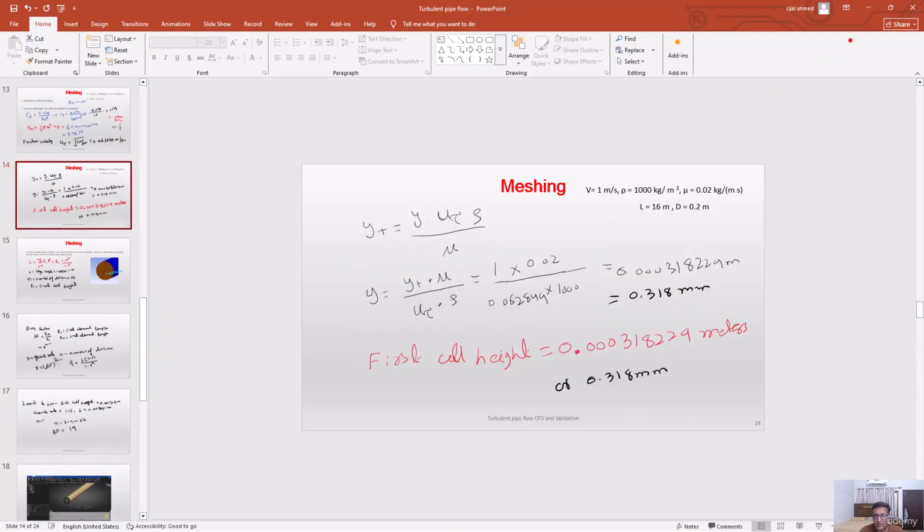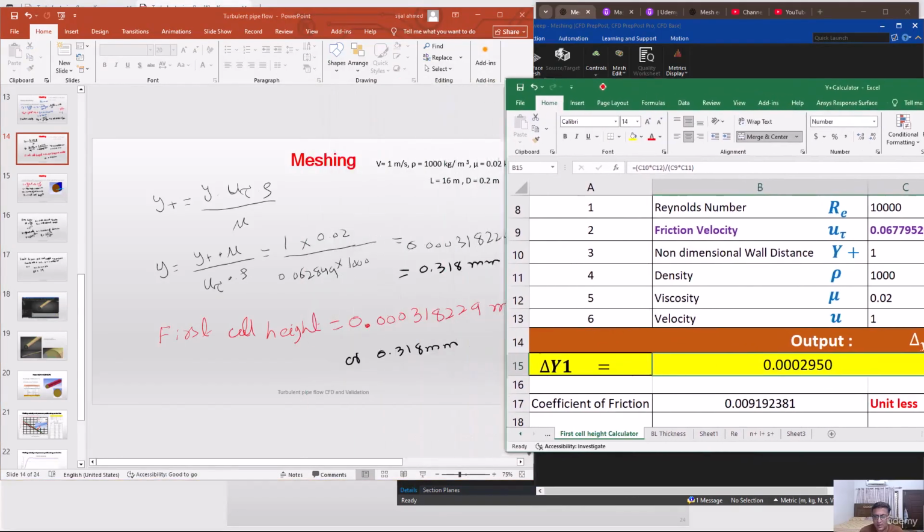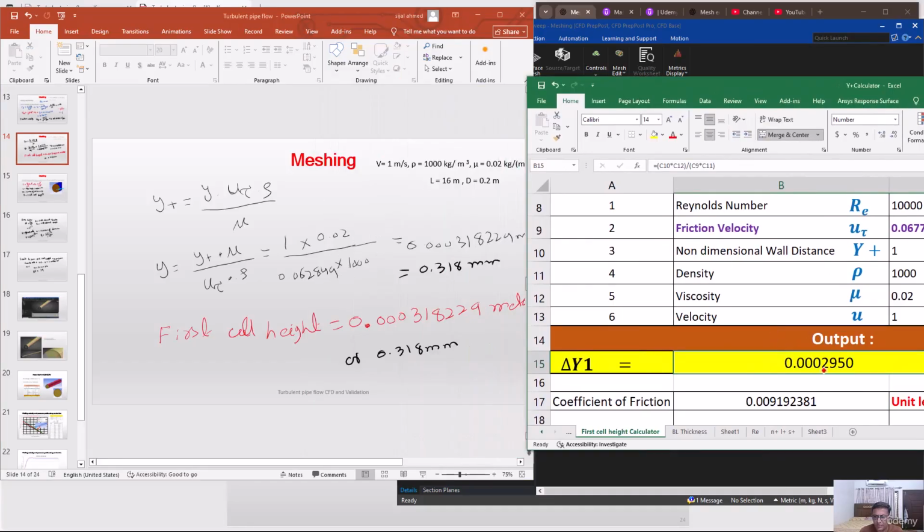Okay, so the difference is like 0.318 millimeters, and here I am getting a value of 0.2950. So 0.2950 and 0.318, they are almost close.